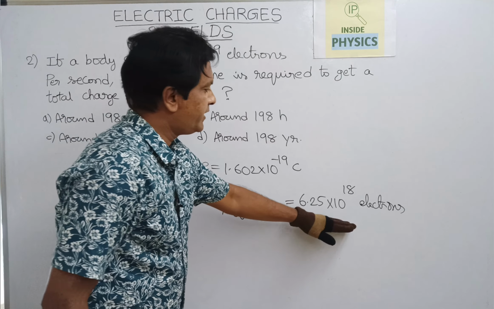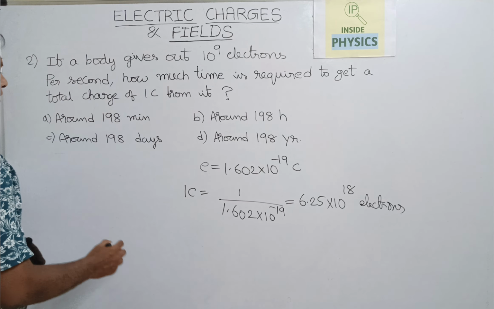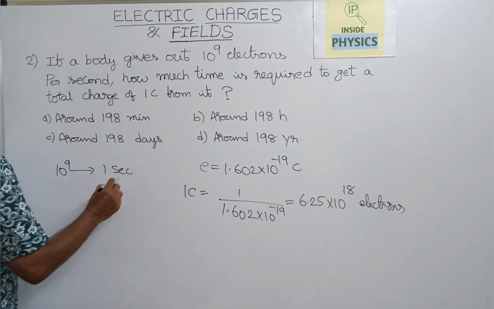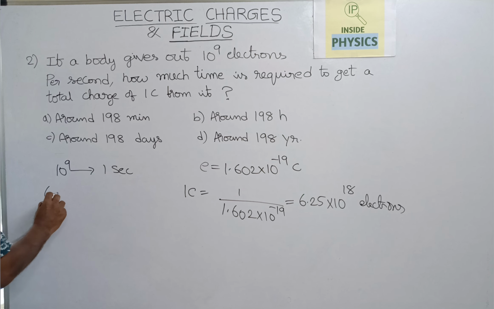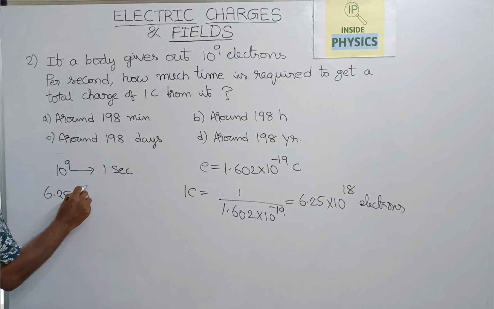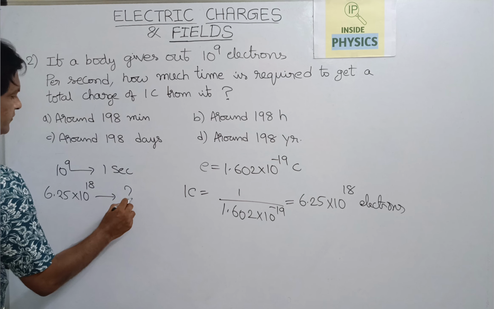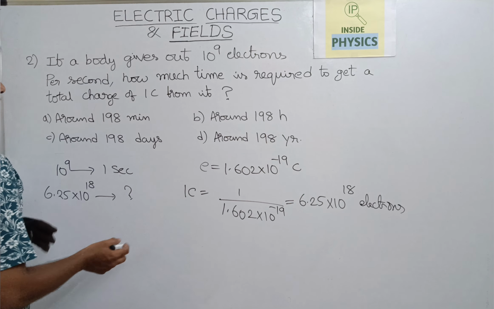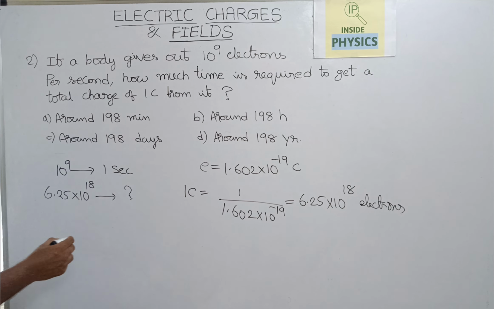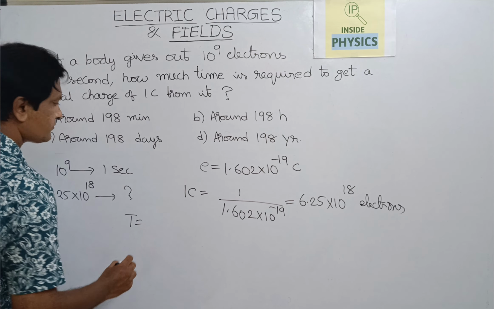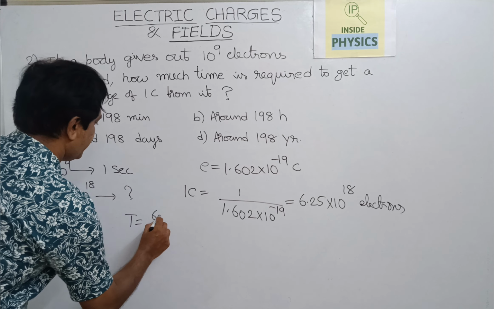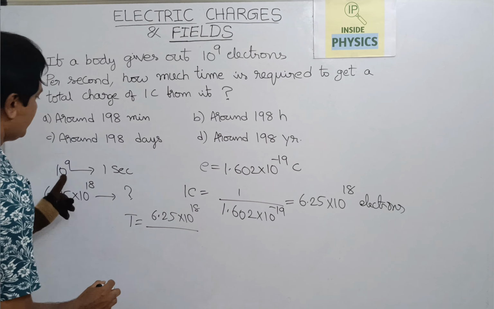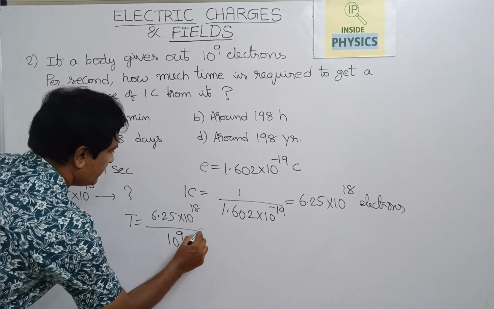So to get this many electrons, what is the time required? We already know 10 to the power of 9 electrons take 1 second. So how much time will 6.25 into 10 to the power of 18 electrons take? This is a simple mathematical relation: if you divide, the total time will be 6.25 into 10 to the power of 18 by 10 to the power of 9.